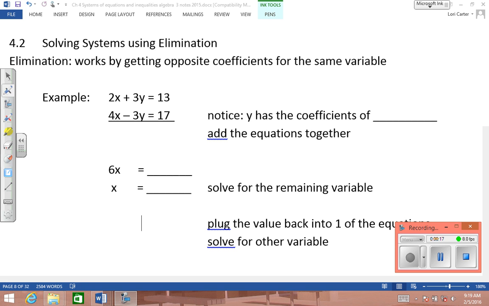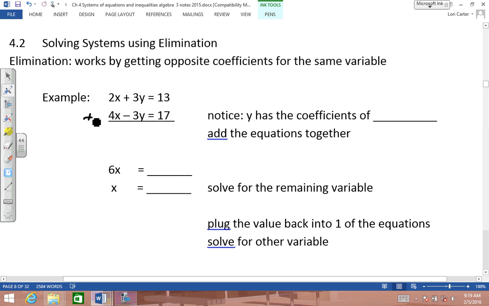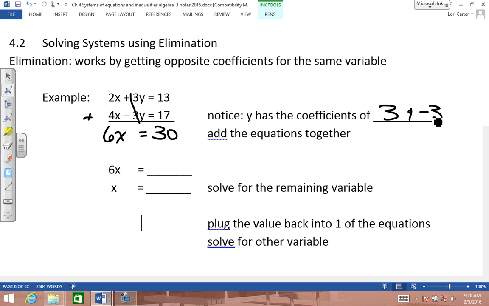Do you remember that? Positive 3 and negative 3, they're the same. So when you add them up, you get 6x, the y's cancel, equals 30. Remember that? On elimination, 3 and negative 3, they're opposite coefficients. You add up as you go and you solve, in this case for x. Divide by 6, so x equals 5.